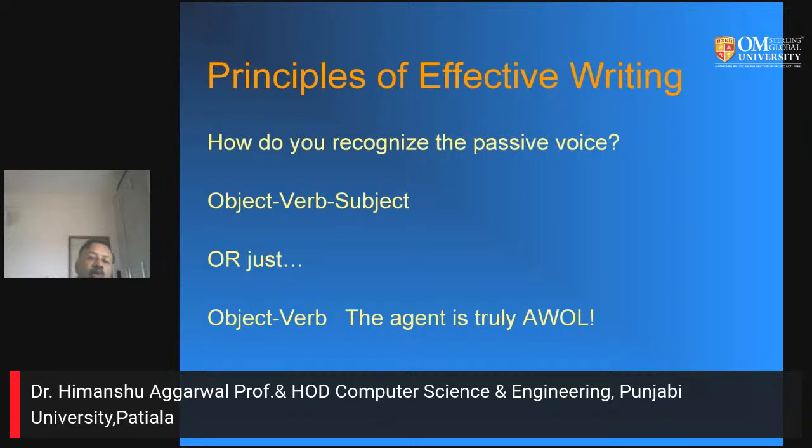How to recognize this passive voice? So actually it is object verb then subject, or it is object verb. Next please.